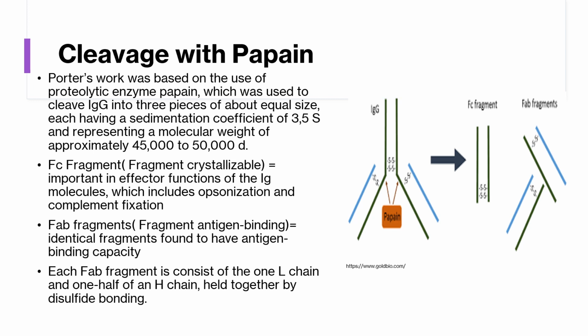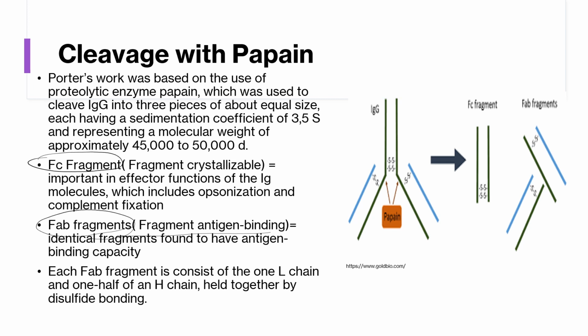Thus, this fragment is known as your Fc fragment, or the fragment crystallizable. Now, this Fc fragment is important in effector functions of the immunoglobulin molecules, which include opsonization and complement fixation. This fragment had no antigen binding ability and is now known to represent the carboxyl terminal halves of two heavy chains that are held together by disulfide bonding, while the remaining two identical fragments were found to have antigen binding capacity and were named your Fab fragments, or the fragment antigen binding.